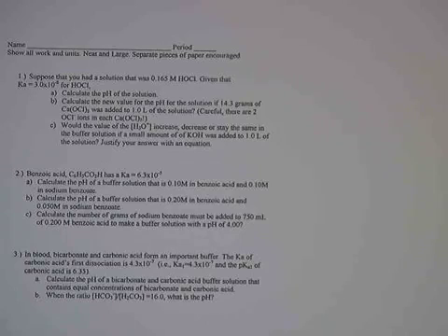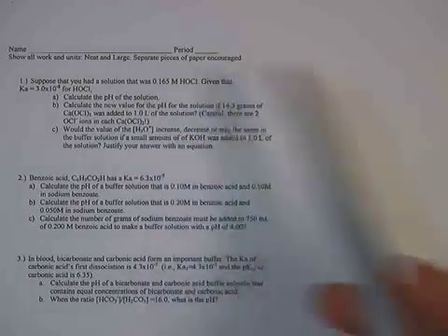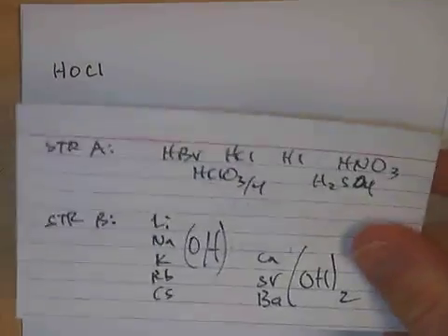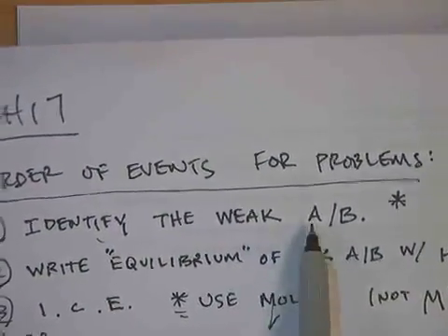So starting with number one, suppose you have a solution that has some HOCl in it. And first of all, it says calculate the pH of the solution. So this is a problem you did back in Chapter 16, because all we have is HOCl in the solution. This is what's known as a weak acid. How do I know that? Because it's not a strong acid, and remember you memorized the strong acids as HCl, HBr, HI, HNO3, HClO4, and H2SO4, and anything else that starts with an H is going to be a weak acid.